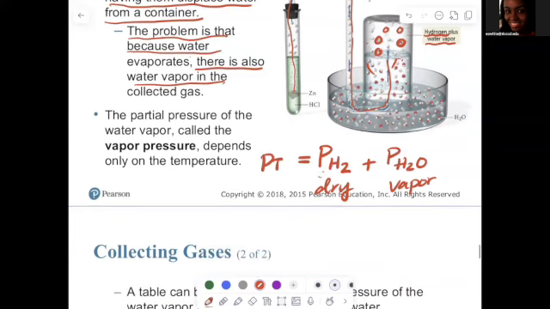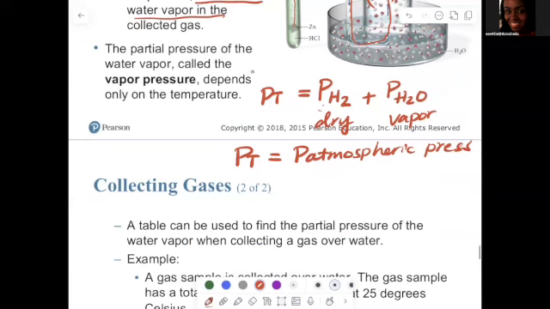Okay. Now, for those of you who are doing this experiment on campus, please notice that the total pressure will also be equal to the atmospheric pressure. So you will have to measure the atmospheric pressure in the lab for us to know what the total pressure is. Okay. So we want to see how this equation here plays out. Total pressure equals pressure of hydrogen, the dry hydrogen, plus the pressure of water.